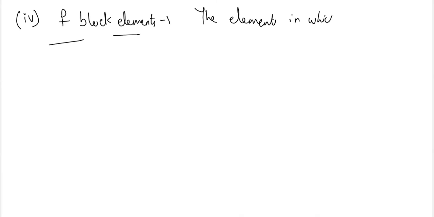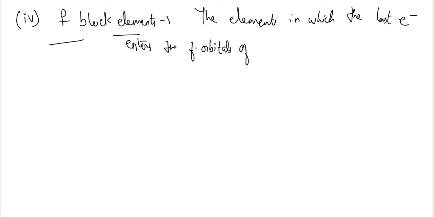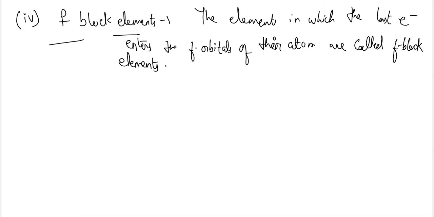The elements in which the last electron enters the f orbitals of their atom are called F block elements. In these elements, the last electron is added to the third outermost shell.